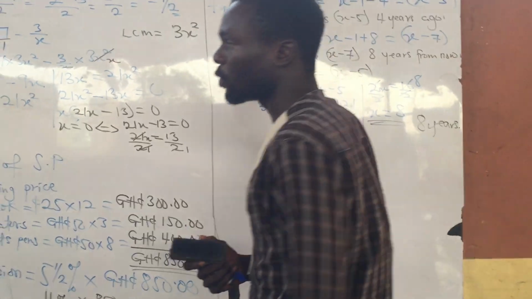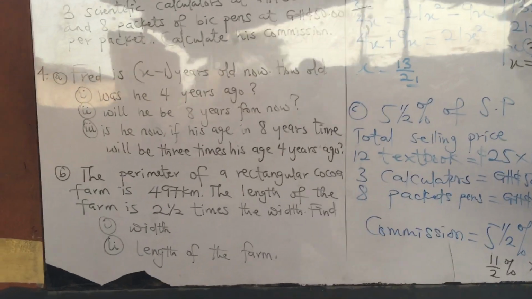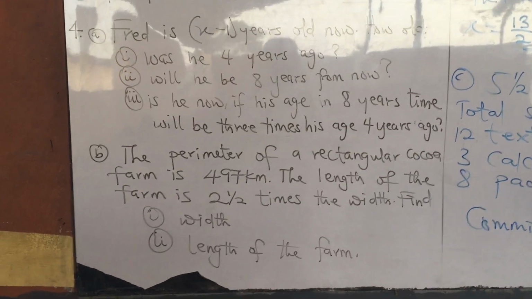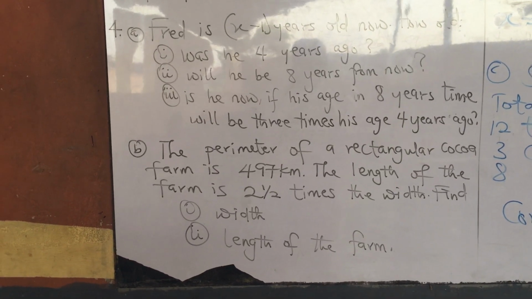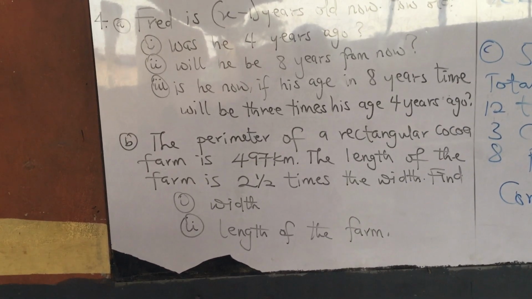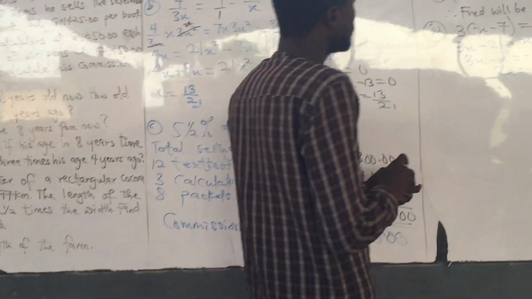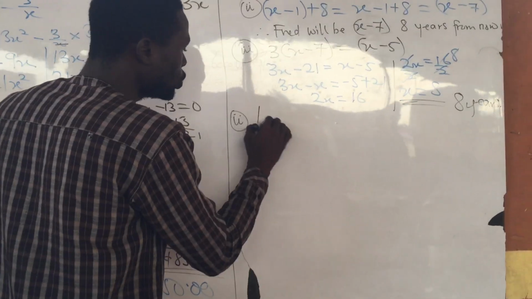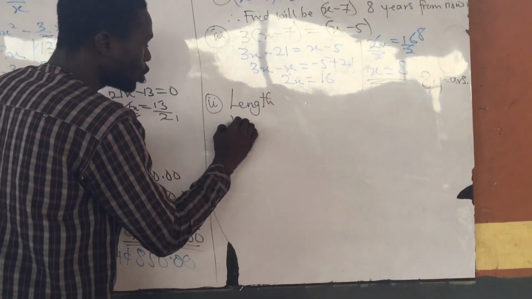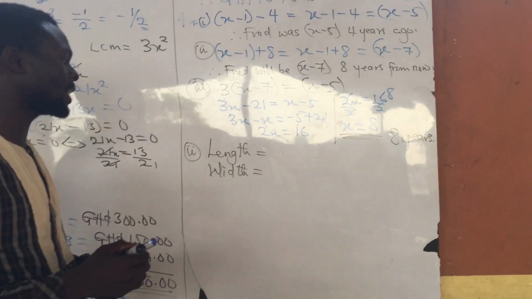Let's look at the last one, question 4. The perimeter of a rectangular cocoa farm is 497 kilometers. The length of the farm is 2.5 times the width. Find the width and find the length. So with this question, we have to find the length and the width. We don't know the length, we don't know the width, but it has been hinted in the question.